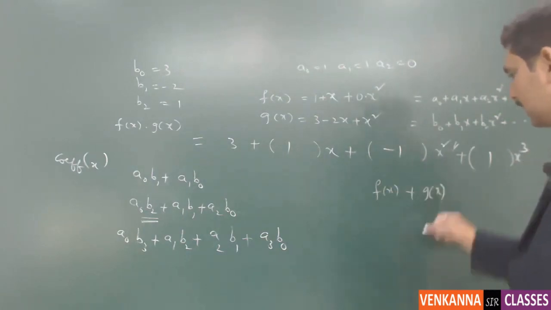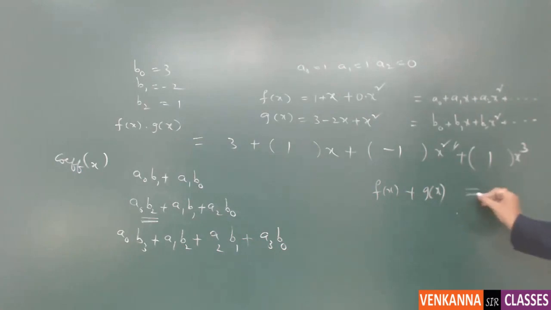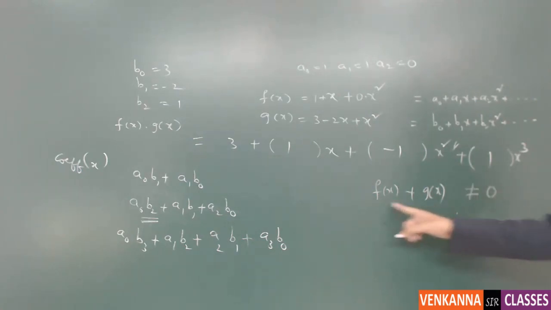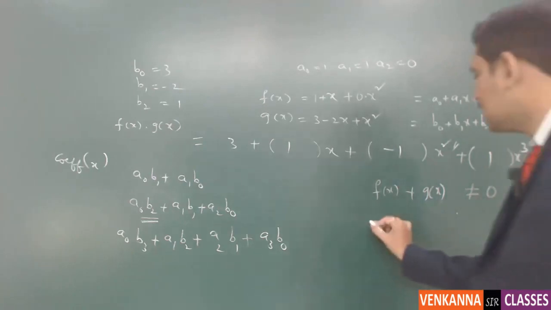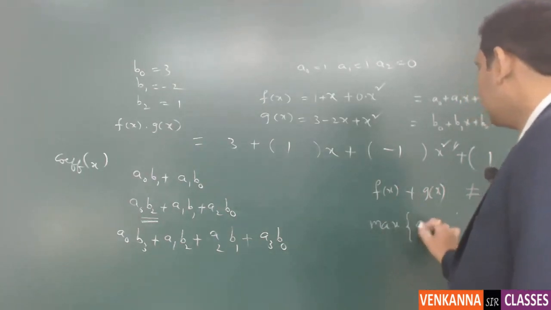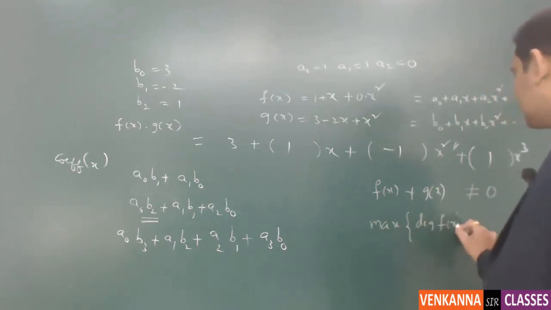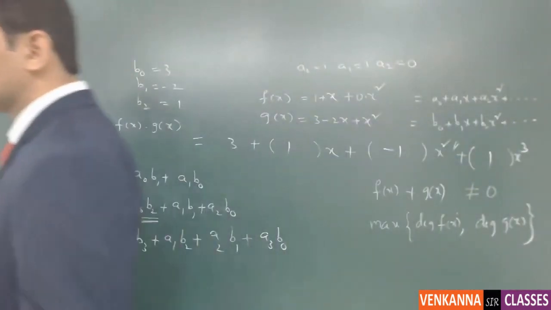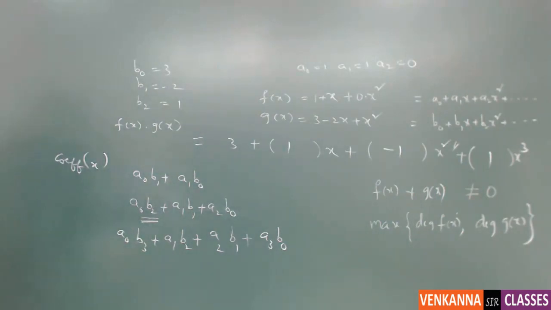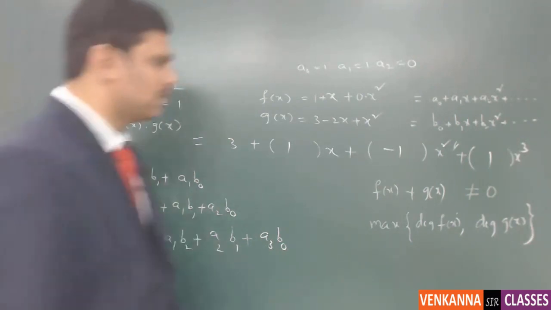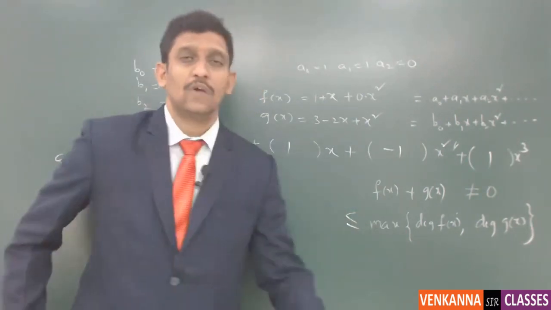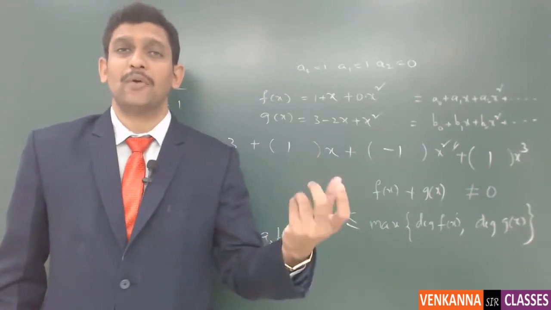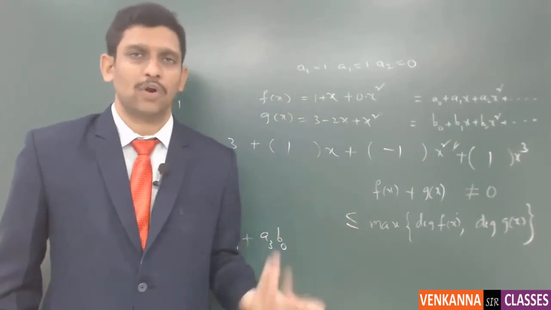them, let me say the result is non-zero. In such cases, the degree of the polynomial will be maximum of degree of f of x comma degree of g of x. That means in the two polynomials what you have considered, which polynomial has the highest degree, that will be the degree if you calculate the addition. So it will be generally less than or equal to. It need not be equal to always, because while adding the coefficients, if the highest power coefficient becomes 0, you will get a less degree polynomial.